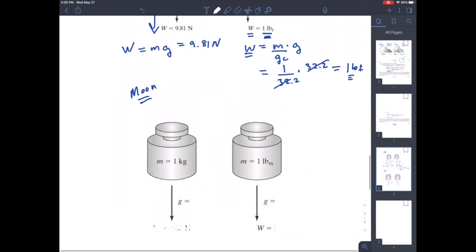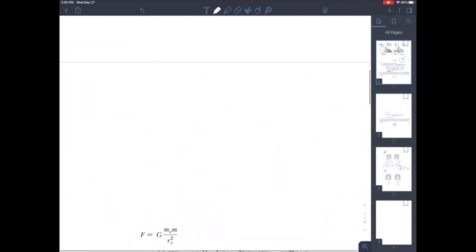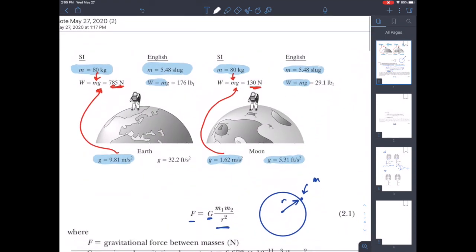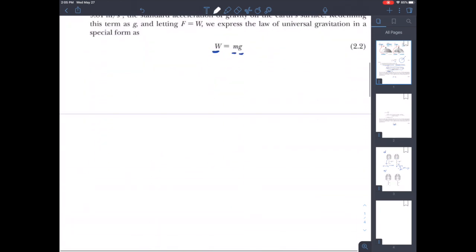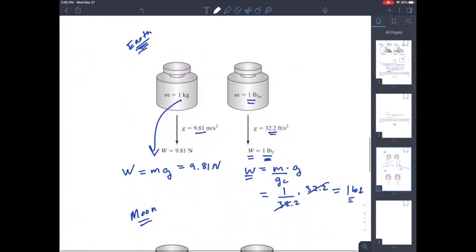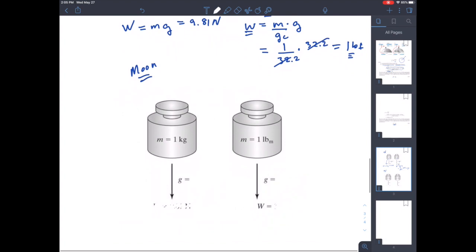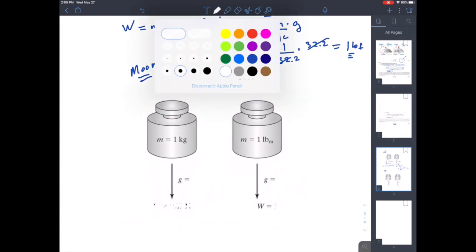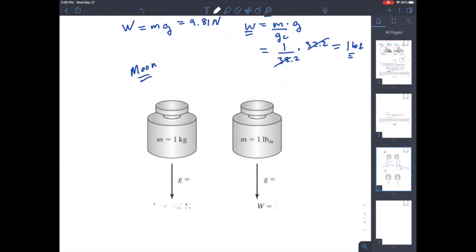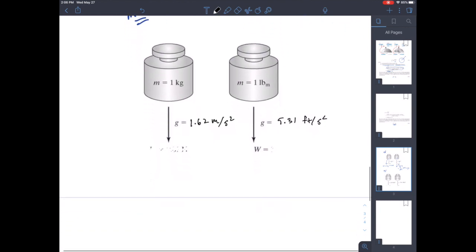All right, so we can go back up and look from the previous videos. We know on the moon it's 1.62 and 5.31. 1.62, 5.31. This is feet per second squared. This is meters per second squared. Okay, and so we're wondering what the weight would be.